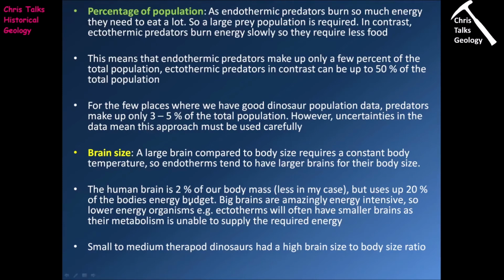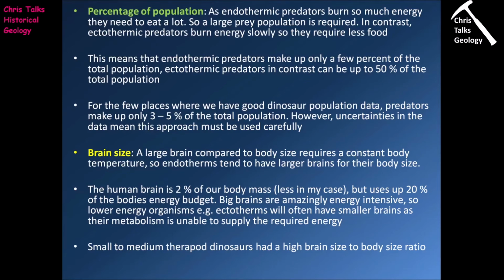Now, a human brain is approximately 2% of our body mass, but it actually uses up about 20% of all the body's energy budget. So big brains are amazingly energy intensive things. This means lower energy organisms, so the cold-blooded organisms, the ectotherms, will often have smaller brains as their metabolism is unable to supply the required amount of energy. Being warm-blooded, we have a high metabolism, our body can create and burn through quite large quantities of energy quite quickly, and so we have the capacity to maintain quite a large brain.